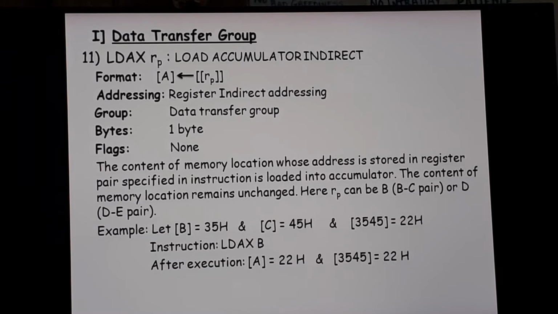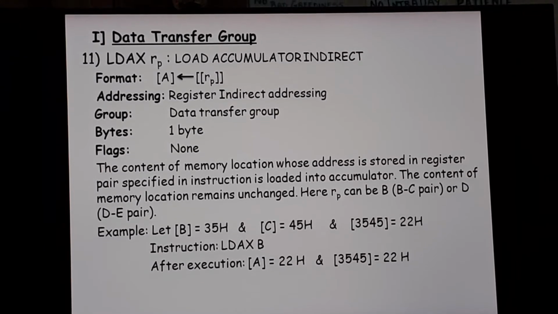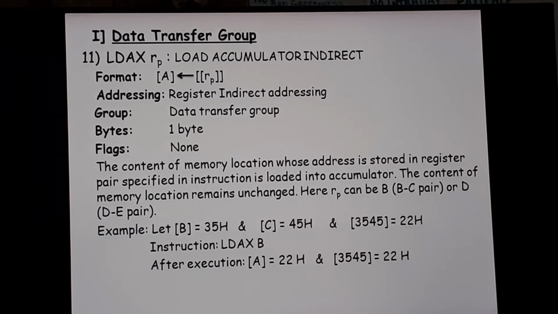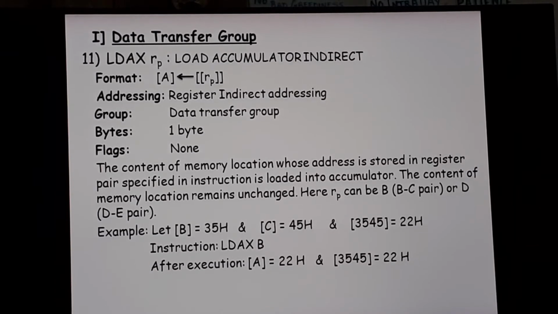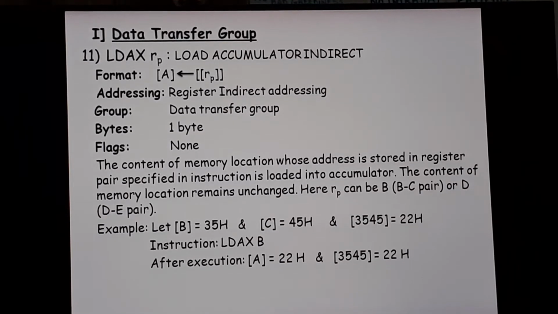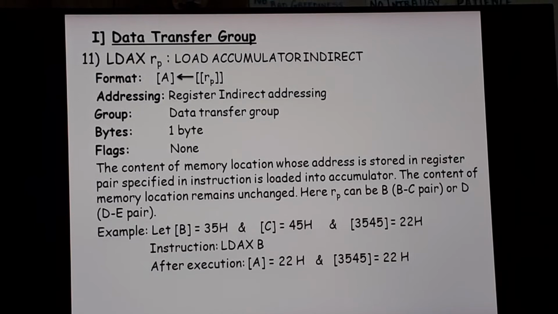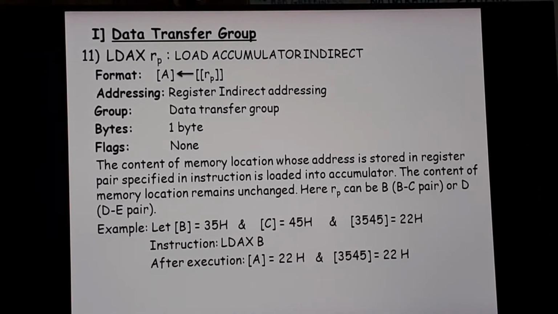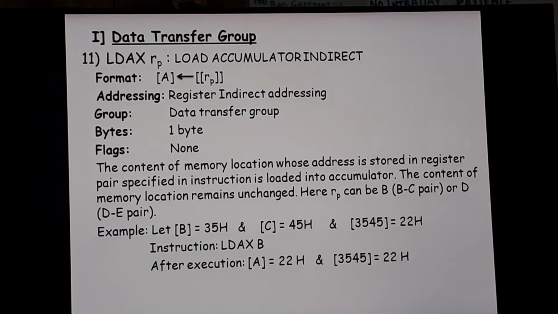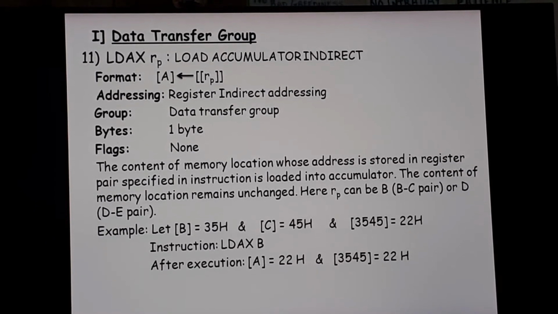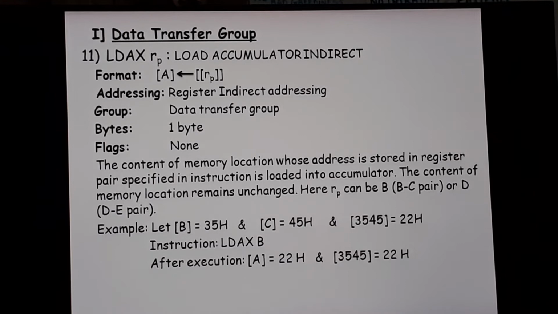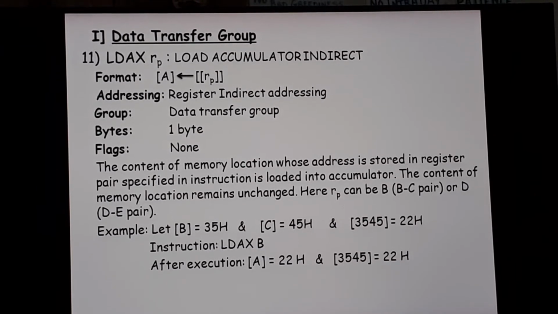Now let us see the example. Let B be equal to 35H and C be equal to 45H. I have taken the BC pair, so B and C data you have to assume as 35H and 45H. Now 3545H, that is the BC pair together, makes the memory location 3545H, whose data is equal to 22H. Now why did I assume 22? Because I have to load this data into the accumulator, and since the accumulator is 8-bit and it can accept only 8-bit data, I have assumed 8-bit data. So 22H is the 8-bit data that I have assumed. You can take any data. So the instruction is LDAX B.